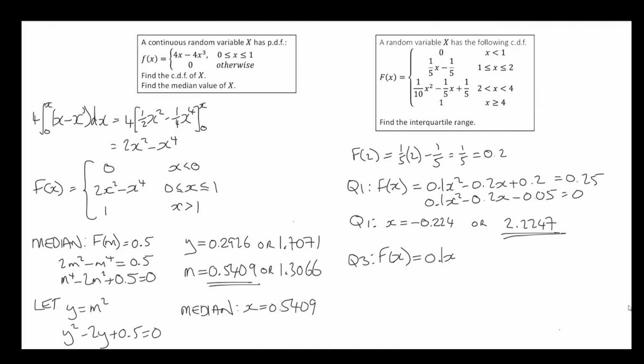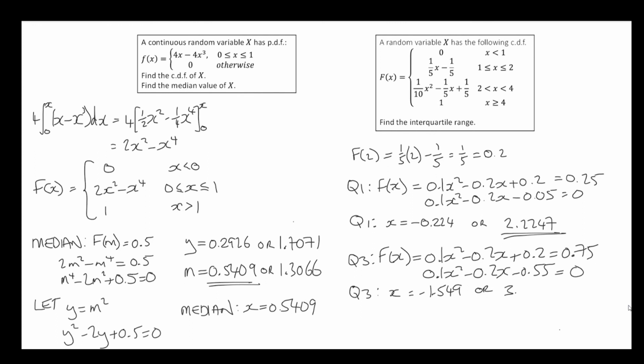Okay, a similar thing for Q3. This time we'll set the function equal to 0.75. We'll do our rearranging again, and we have another similar quadratic to solve. This leads to two answers, negative 1.549 and 3.5495. Which of these are going to be sensible for the interval the function is valid for? It's the 3.5495. And the interquartile range, as always, is Q3 minus Q1.